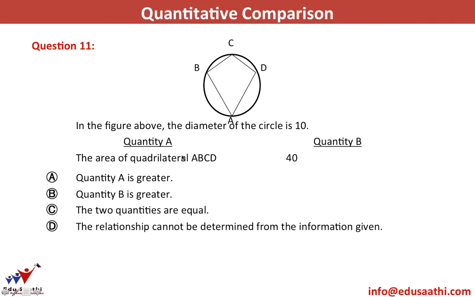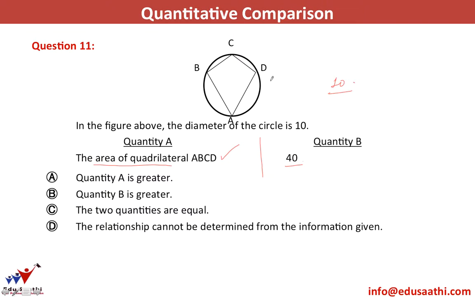Okay, let's look at another question related to geometry. This is a figure which is given to me. The diameter of the circle is 10, so that is given to me. Now the question is the area of the quadrilateral ABCD and 40. I have to compare whether the area of the quadrilateral ABCD is equal to 40, greater than 40, less than 40, or I can't find out.